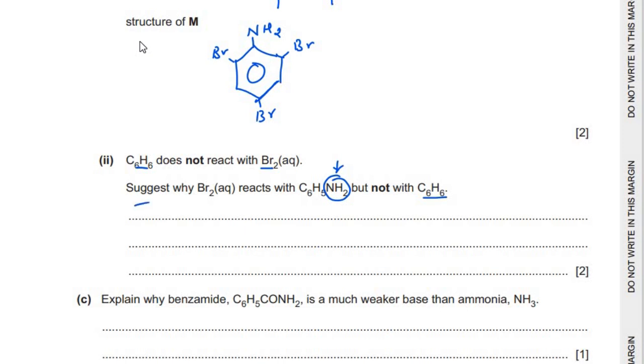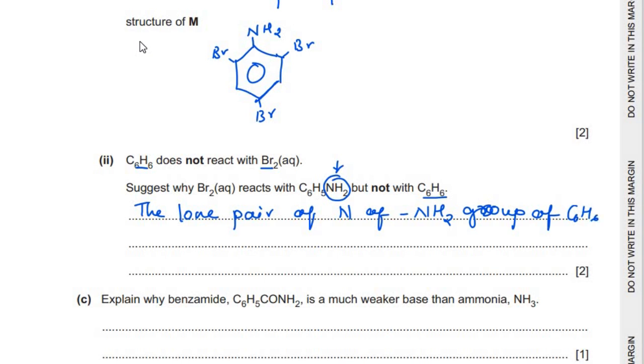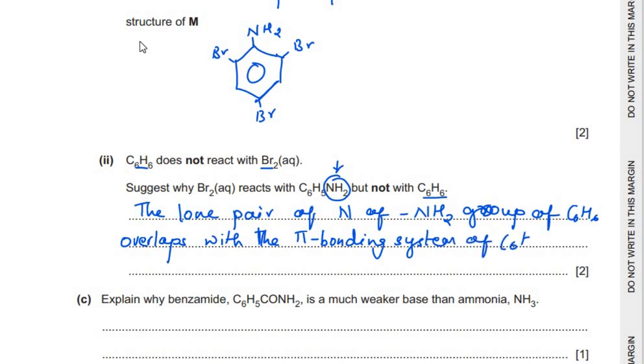So we can write that the lone pair of the NH2 group on benzene, that is C6H6, overlaps with the pi bonding system of benzene.